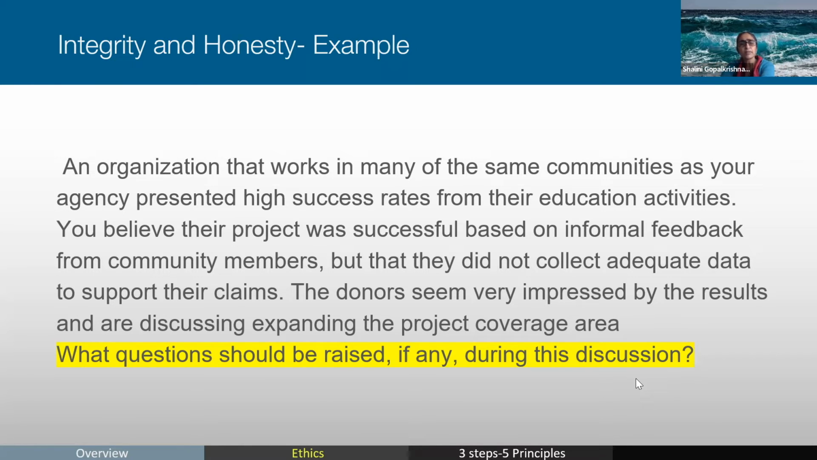Should you talk about adequate data? Should you talk about coverage? Or should you say no? Hey, the donors are impressed. This is success. High five. This is great. What is it that you should do?